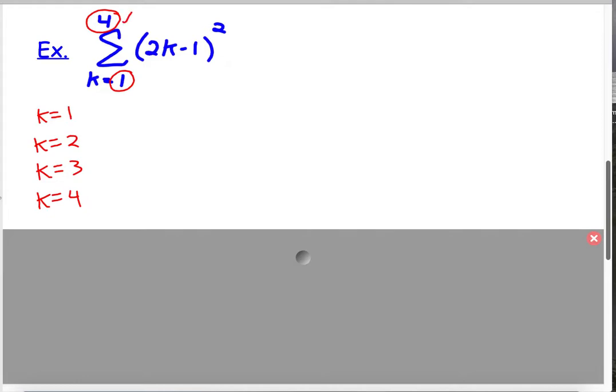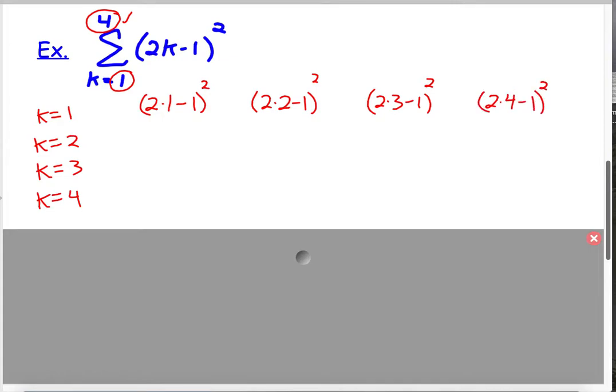Those numbers could be anything, but you can't have a bigger number on the bottom, that wouldn't make sense. So what we're going to do is evaluate this expression, first when k equals 1, so (2 times 1 minus 1) squared. Then we're going to evaluate when k is 2, so (2 times 2 minus 1) squared. Then when k is 3, (2 times 3 minus 1) squared. And finally when k is equal to 4, (2 times 4 minus 1) squared. Then we're going to add all of these together.